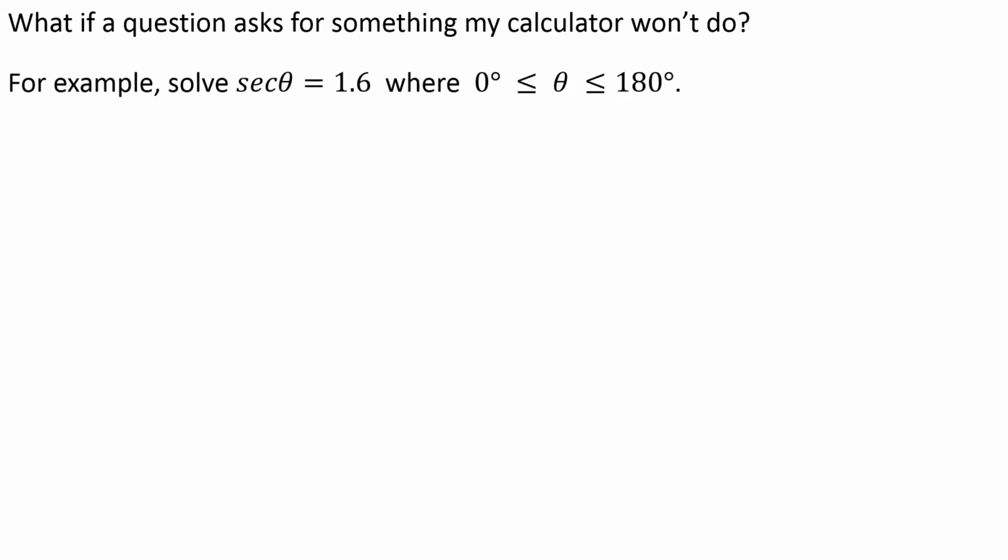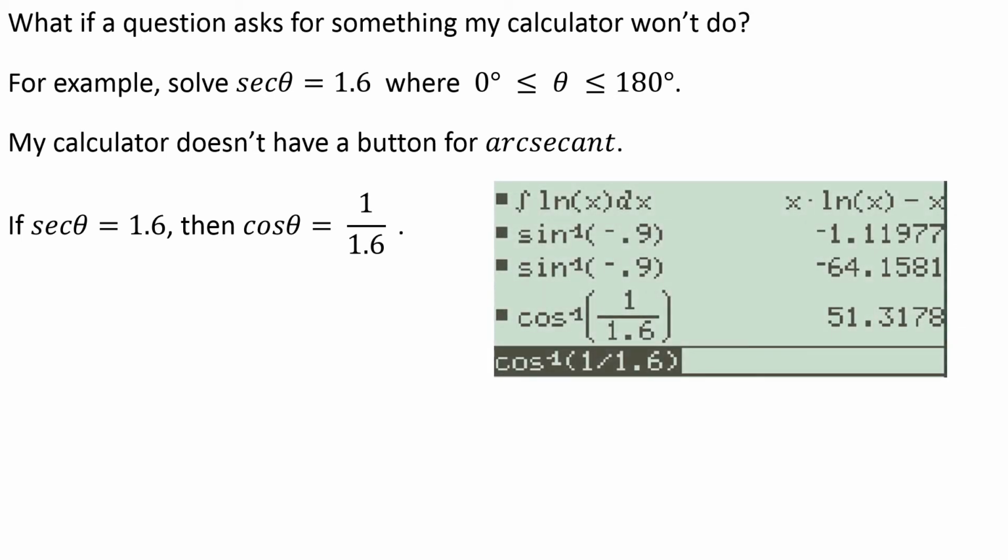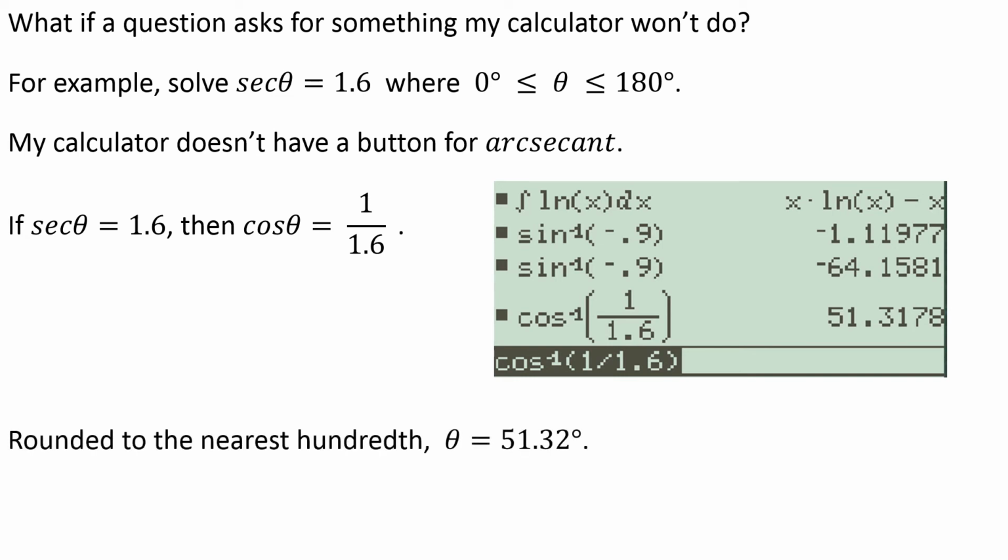Uh-oh, I don't have an arc secant button on my calculator, neither do I have a secant button on my calculator. Well, of course, secant is the reciprocal of cosine. So I'm really just trying to solve cosine of theta equals 1 over 1.6. So of course I can do the arc cosine to figure out the angle, about 51 degrees. The directions asked for the nearest hundredth, 51.32 degrees.